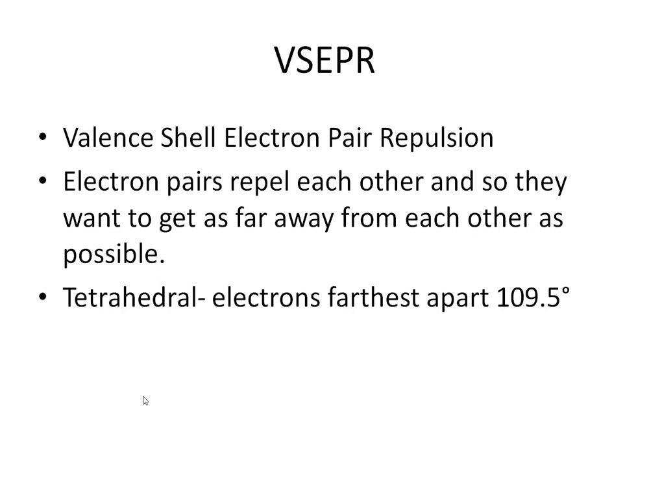Next is the VSEPR theory. It stands for valence shell electron pair repulsion. Each pair repels each other, and so they want to get as far away from each other as they possibly can. And a general rule is tetrahedral electrons are the farthest apart, with the angles being 109.5 degrees.